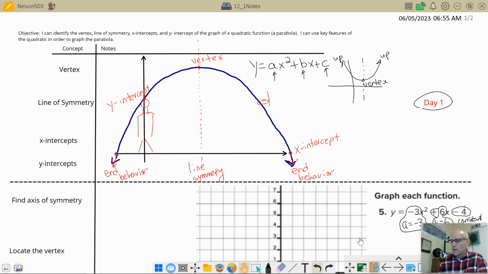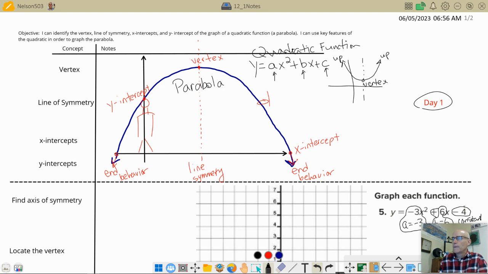Okay, let's put that in our notes right now. So this thing over here is called the quadratic function. And this over here is called a parabola.